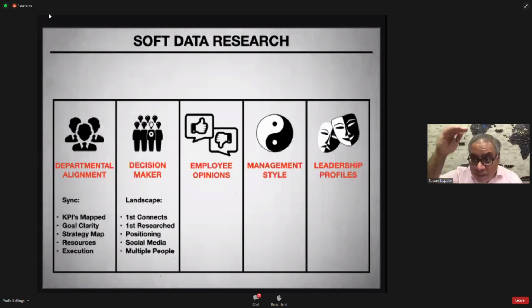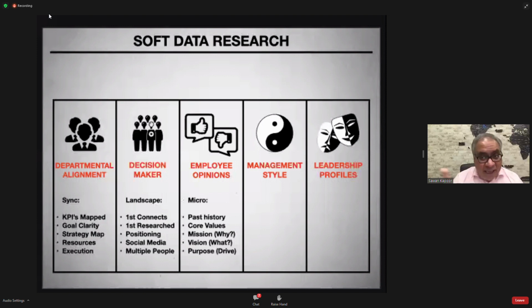And there are multiple positioning strategies we use to get this ground reality. Because you will be interacting with two types of people. You will be interacting with a population of people in the company called First Connects. These First Connects are the employees of the company. These are not decision makers. Their only role in your life is to give you that ground reality.